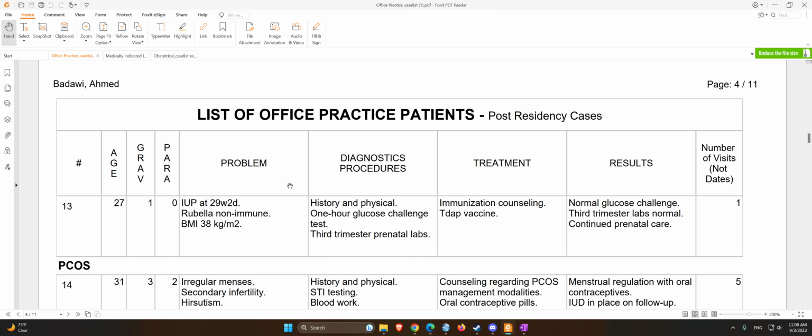If it's their first or second episode, you can just do one dose of Diflucan, 150 milligrams one time. If they have multiple yeast infections, you could treat them with a 3-dose regimen every 72 hours, times 3 doses. And if that doesn't work, you can discuss 6 months of weekly treatment with fluconazole as well.